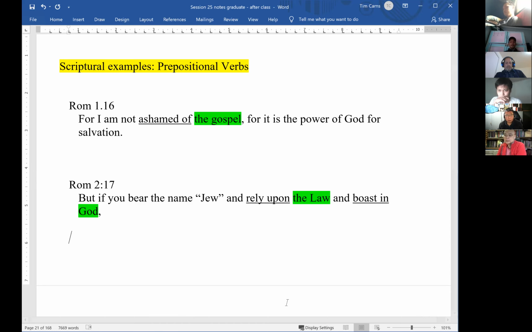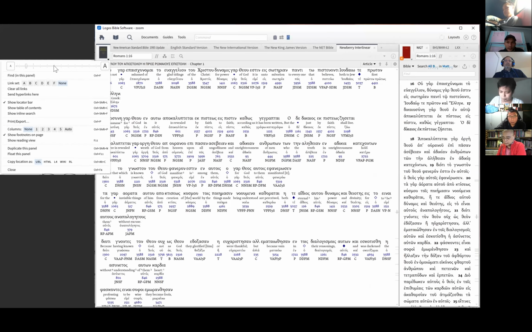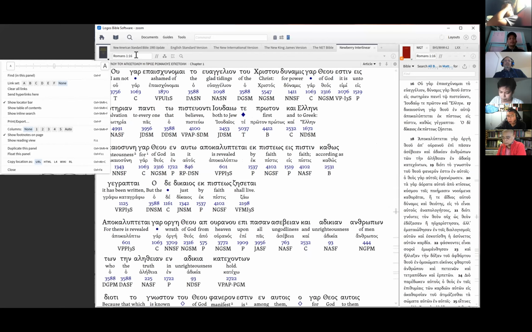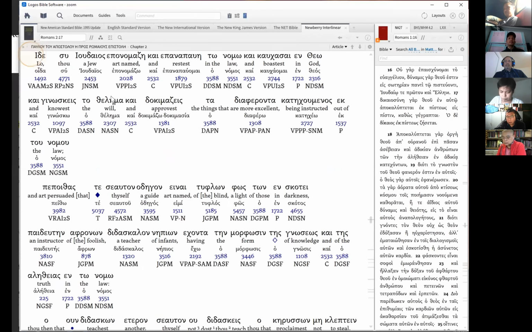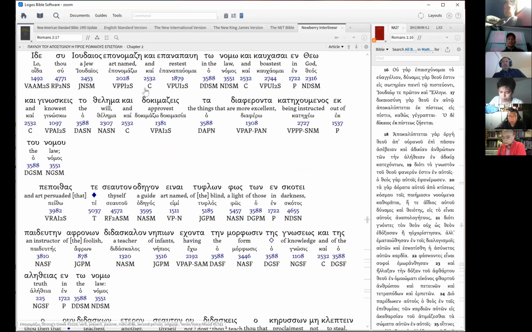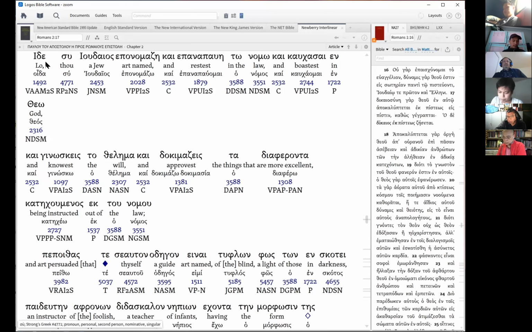So what I would do is go to my Logos here, and I'm going to increase the size. And I'm going to take you to Romans 2:17. All right. Can you guys see this all right? Maybe I'll pop it up one. Okay. So the Greek is at the top. The English, which is an older interlinear, so it's older English here.